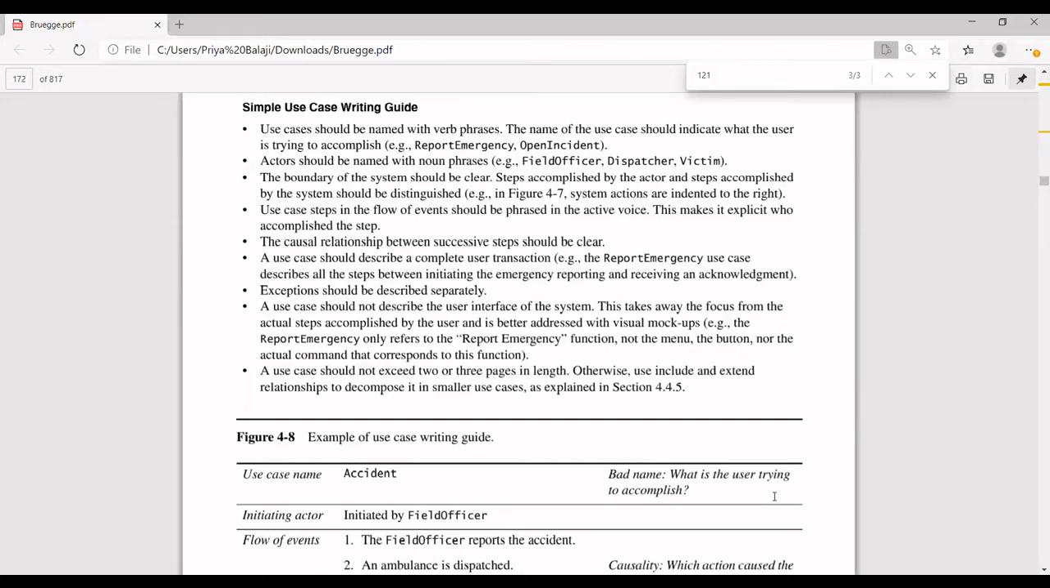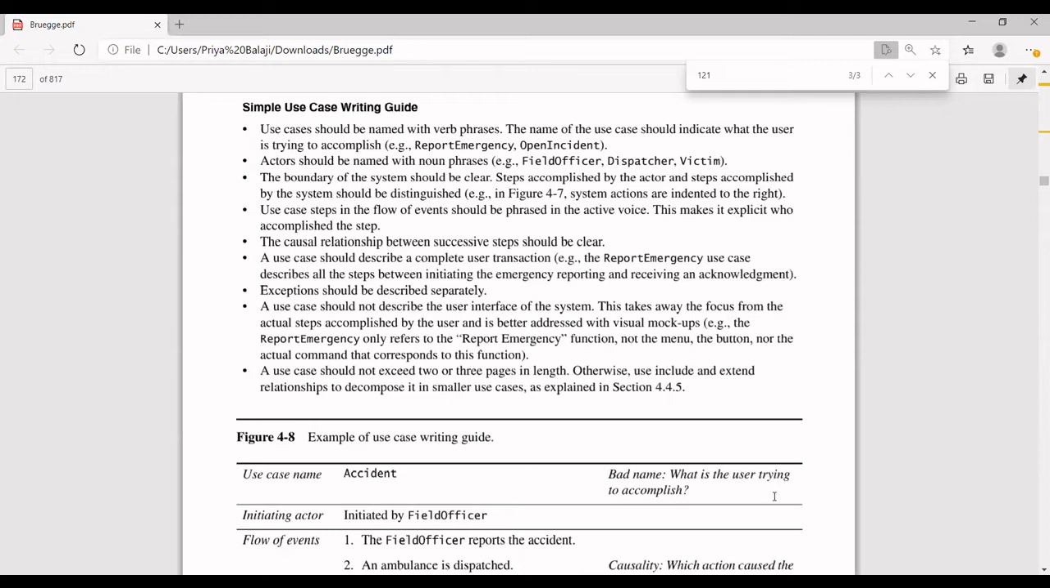So what is the boundary of the system? In the sense, what are the steps your actor should do? What are the steps your dispatcher should do? That is the flow of events. You can find what the actor should do: he should log in and he has to enter the report. Then immediately the system will respond to the dispatcher. Everything has to be defined clearly. So you have to have the complete transaction used over here.